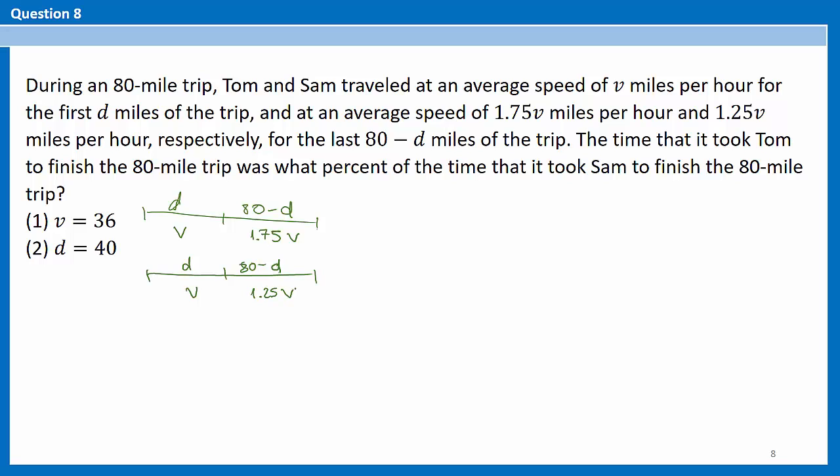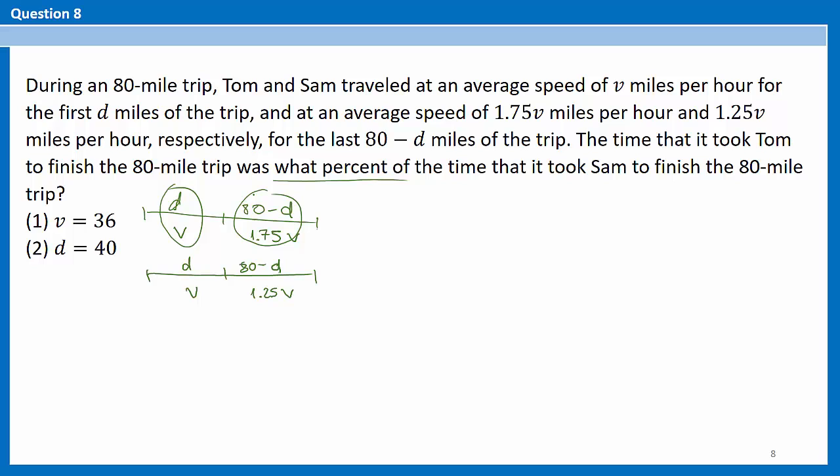Okay, now the question is, the time that it took Tom to finish the 80-mile trip, the whole trip, was what percent of the time that it took Sam to finish the 80-mile trip? Now I'm going to write the time of Tom for the whole trip. I have to do it in pieces because there is one time here and there is one time here. I don't have t exactly, but I can express it in terms of d and b.